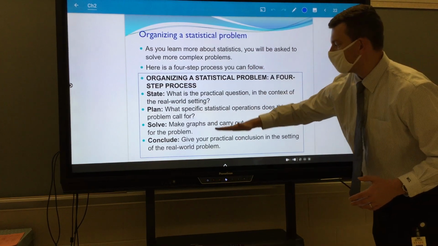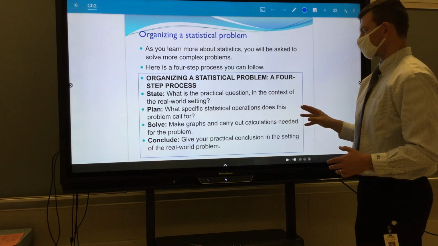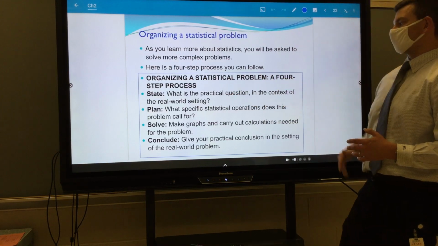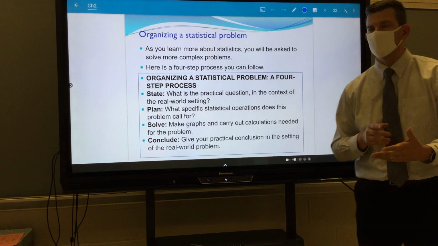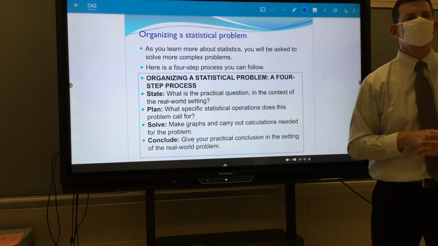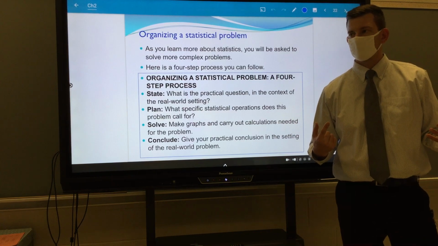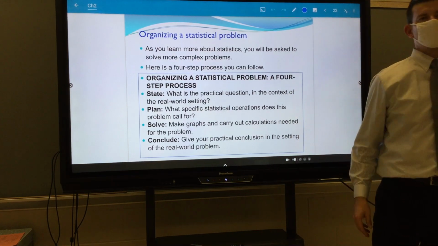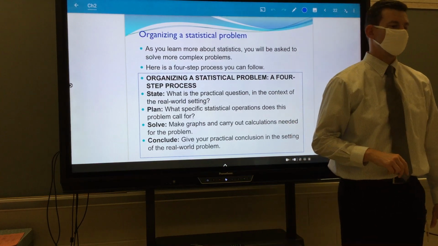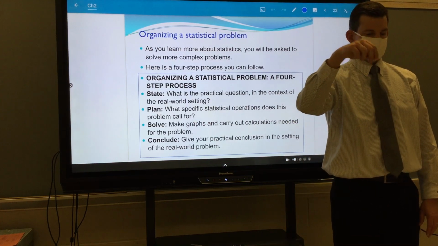So they analyze it based off of these 4 steps. Okay? First one, state the problem. What is the practical question in the context of the real world setting? Okay? What are you trying to find here? Be thinking about what that is, not just a procedural algebra 2 kind of an approach where I have to do 30 of these problems.